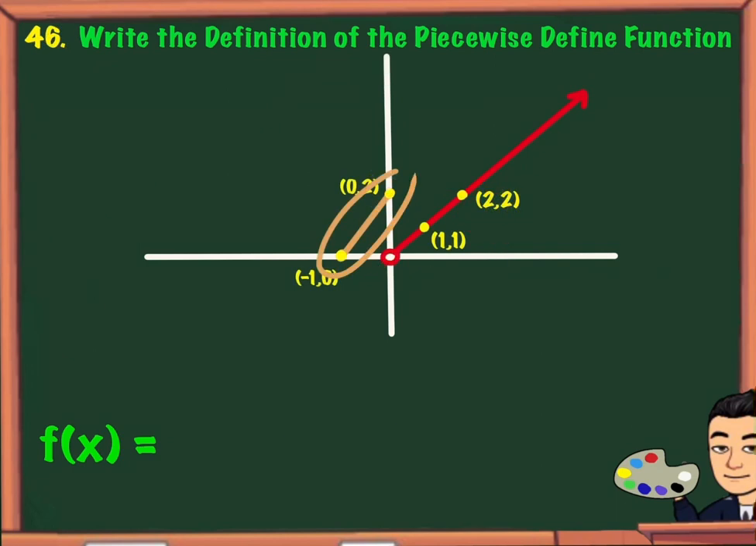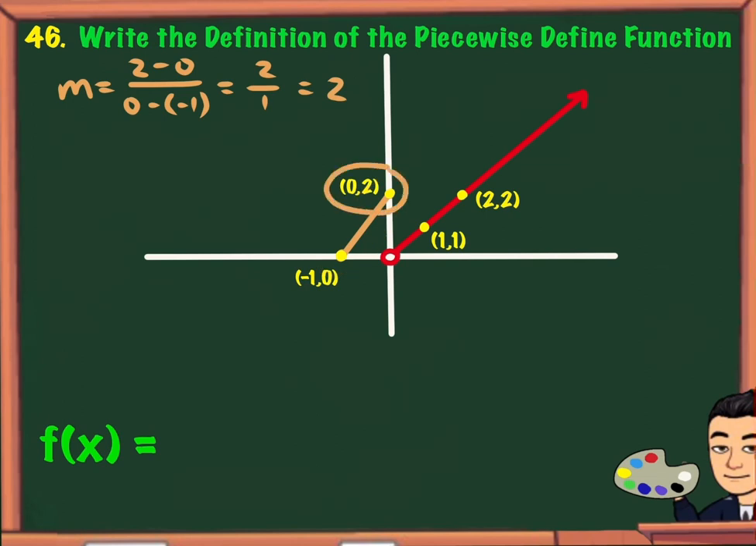Let's go ahead and solve for the slope of this line. So slope is equal to 2 minus 0 over 0 minus negative 1. This is 2 over 1, which equals to positive 2. If I pick this point to be in the point slope formula, I'm going to write it as y minus 2 equals to 2 times x minus 0. So y minus 2 equals to 2x. Y is going to equal to 2x plus 2.